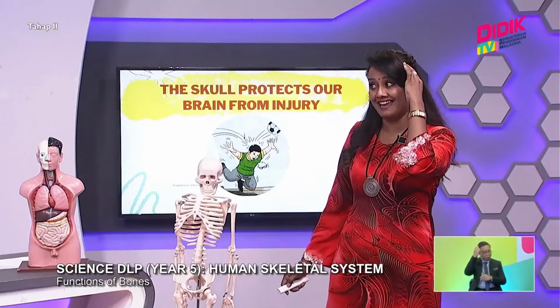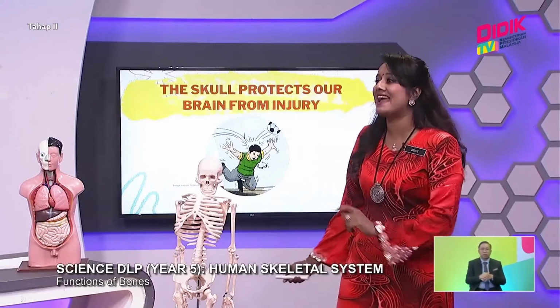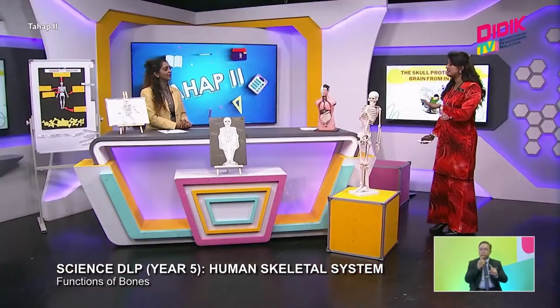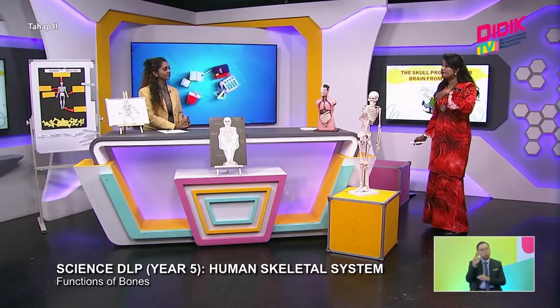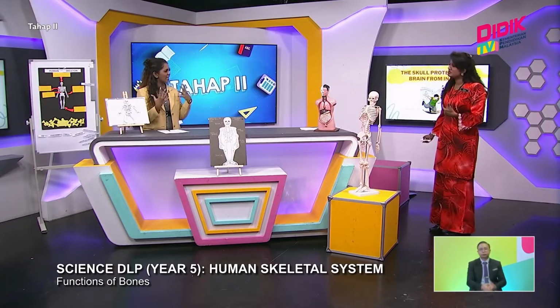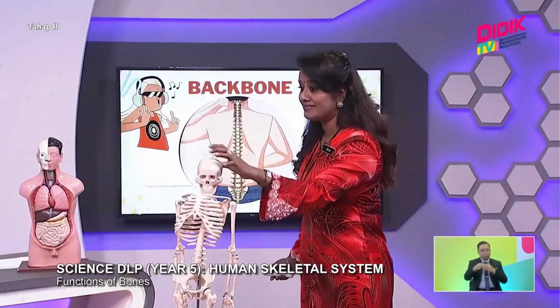What's inside our head here? Brains. The skull protects our brain from injury. Let's say there was no skull. When you fall, what will happen? It will hurt our head, damage the brain and all. Yes. So now we go to the next.